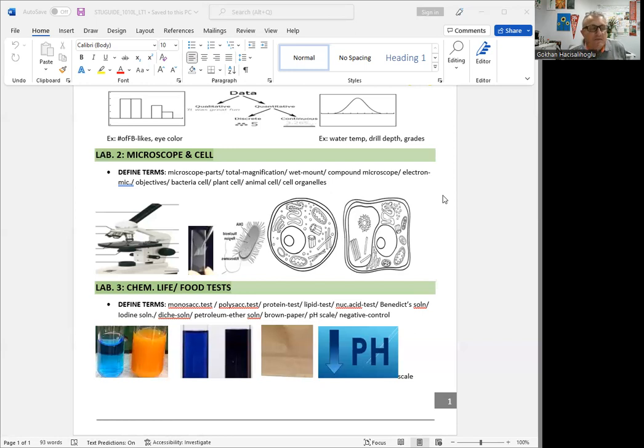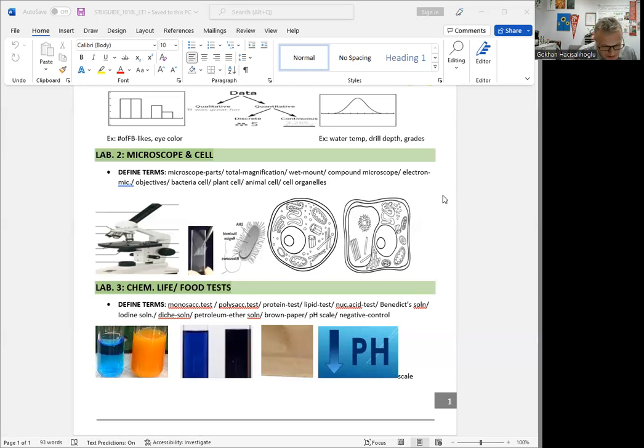A plant cell has about 16 or 17 organelles, but three of them are exclusively plant: cell wall, chloroplast, and vacuole. So we looked at onion cells, Elodea leaf cells, and potato cells. Make sure that you draw them and know the differences, and you can compare them size-wise. And then we also looked at bacteria cells, much smaller cells.